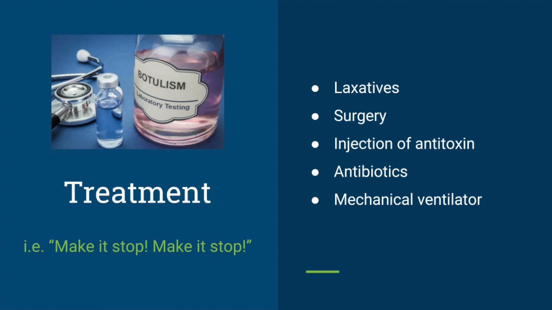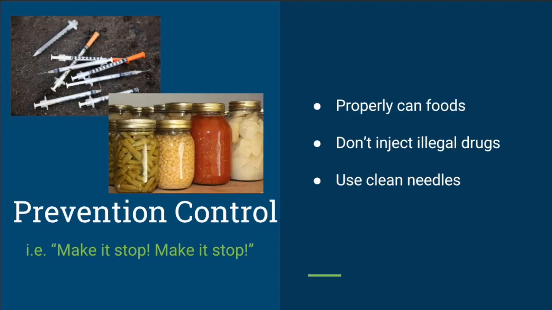Antibiotics are only a viable treatment for wound botulism. Using them on any other kind of botulism quickens the time at which the toxins are released. If one of the problems of being affected is difficulty breathing, a mechanical ventilator may be used to help. The main thing that can be done to prevent botulism infection is to properly can foods.